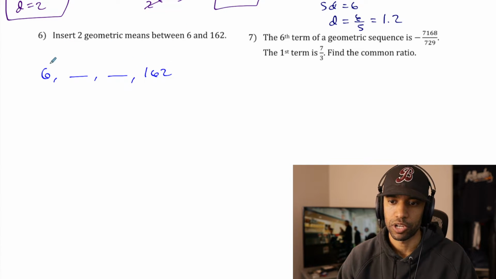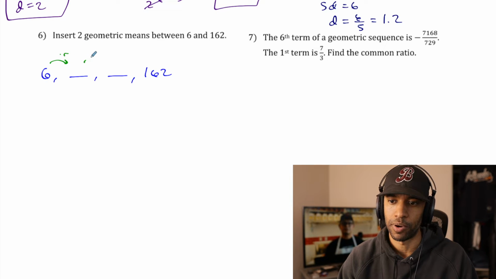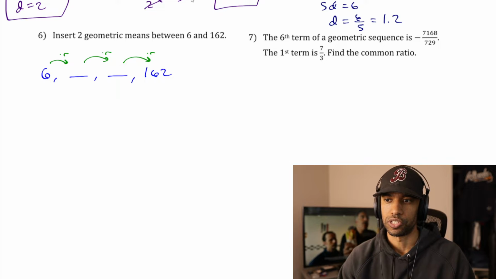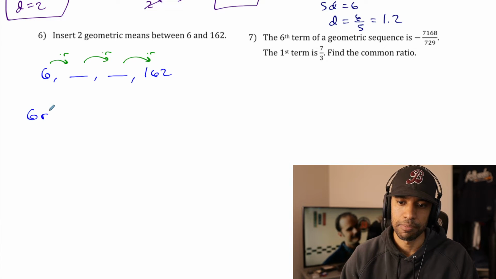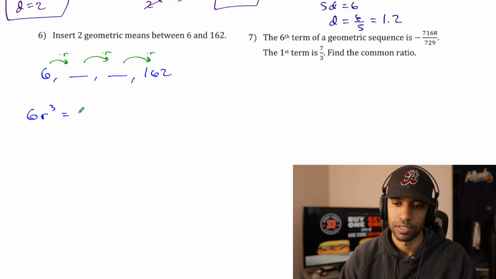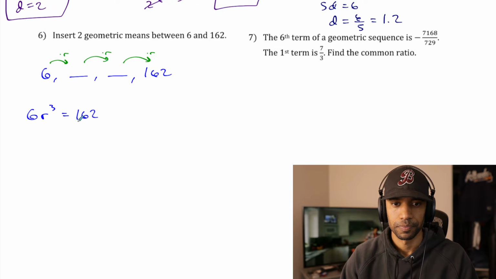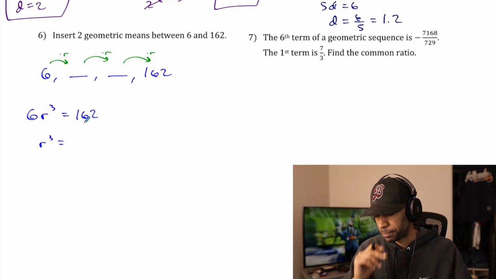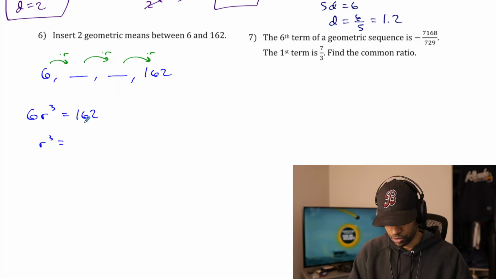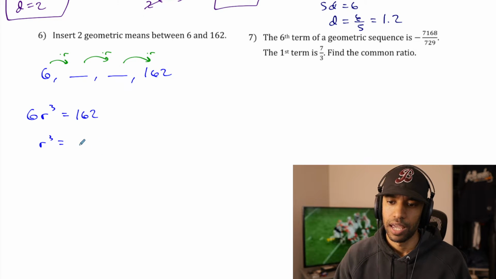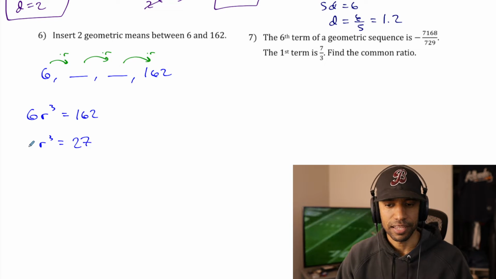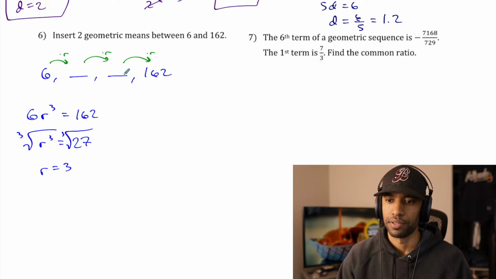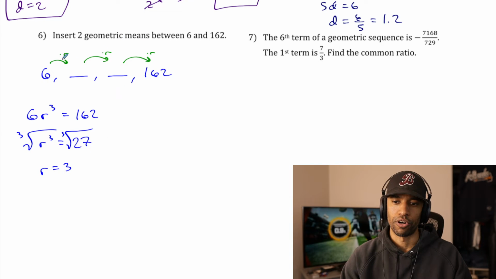And because it's geometric means, we are multiplying by some common ratio once, twice, 3 times to get to 162. That means this is 6 times r cubed, that equals 162. If we divide both sides by 6, we're going to get r cubed equals... let me figure it out. 162 divided by 6 is 27. And the cube root of 27 is exactly 3. So r is 3. So we're multiplying by 3 over and over each time.